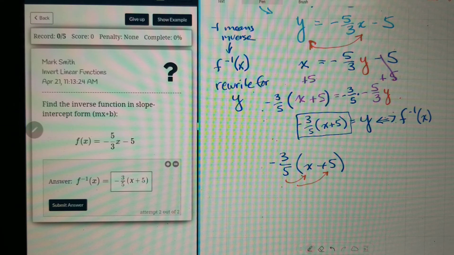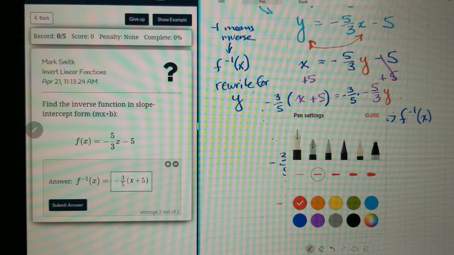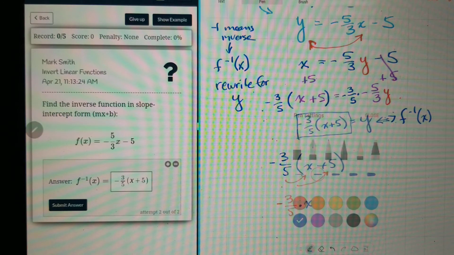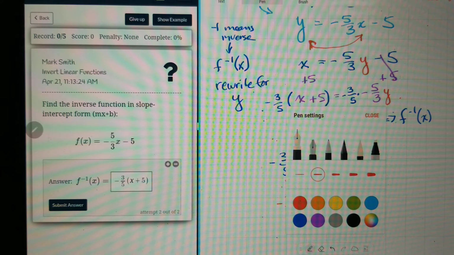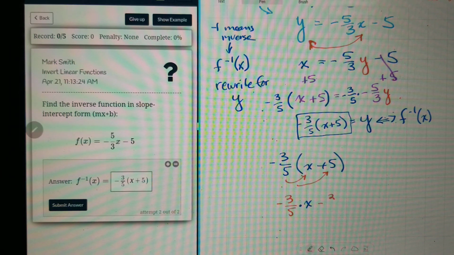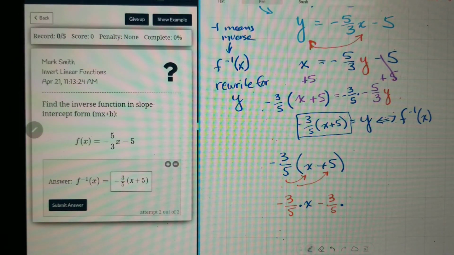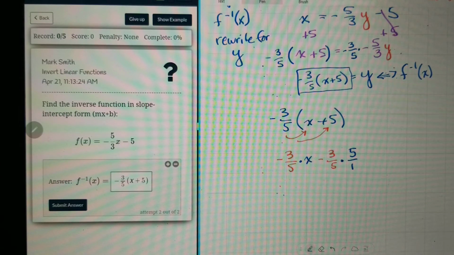All right, so we have -3/5 times x. Well, that's pretty easy. And then we have -3/5 times 5. Okay, so we're going to write that like 5/1. All right, and then this part, so this is pretty easy, -3/5 x.